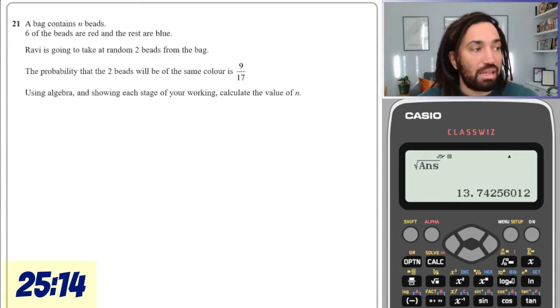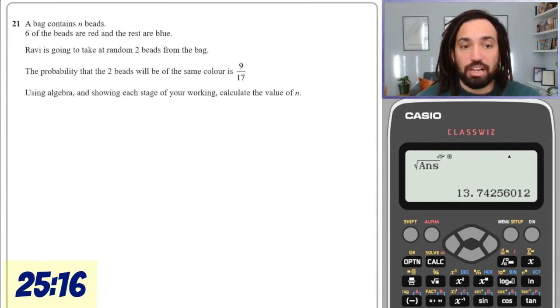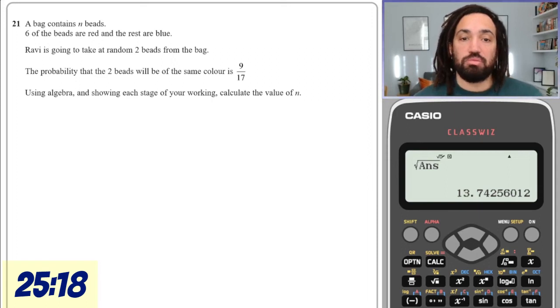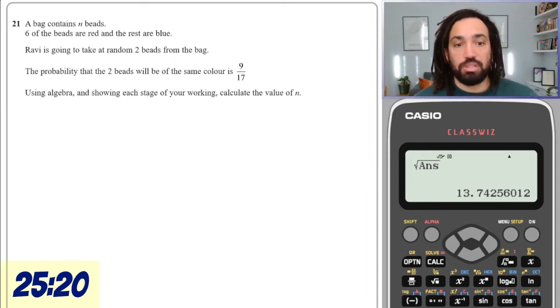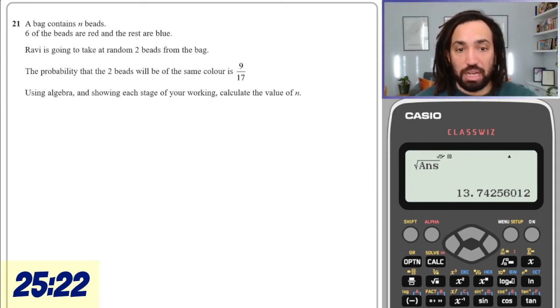Okay, a bag of beads. 6 of the balls are red and the rest are blue. Rabbit's going to take 2 beads from the bag. The probability that the 2 beads will be the same colour is this. Use algebra to show each stage you're working and calculate the value of n.